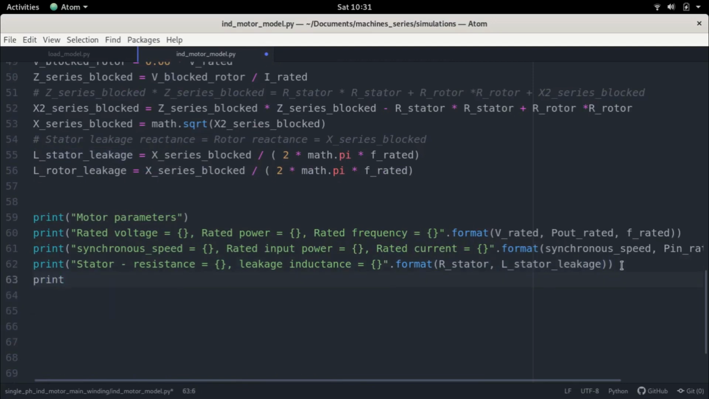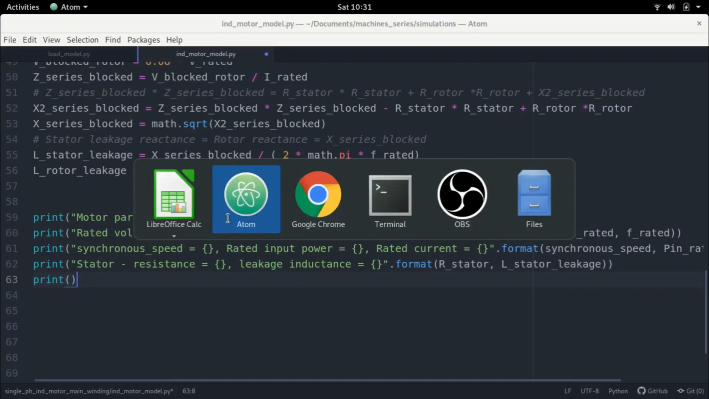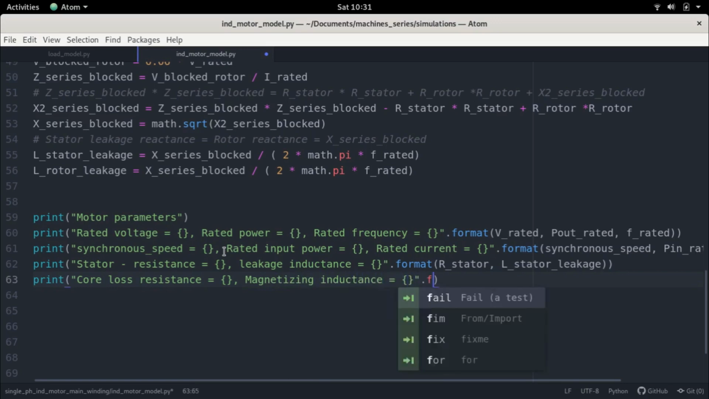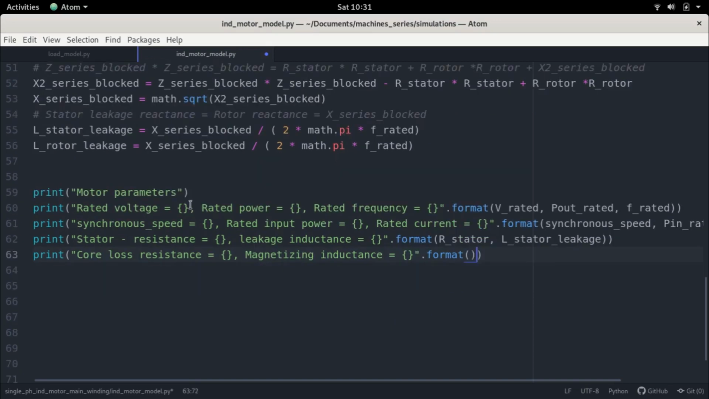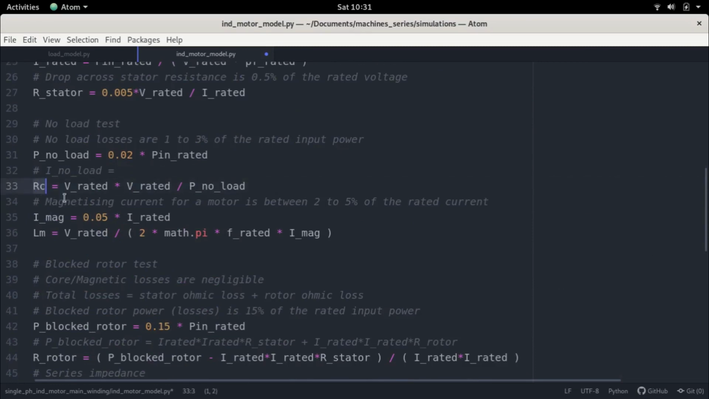And let's keep going. Next in the equivalent circuit are these two, that is a branch, that is a core loss resistance, and the magnetizing inductance. So let's print that out. So core loss resistance is equal to, and magnetizing inductance is equal to, as always, format command, and it needs two variables, which we can go all the way up here, pick out what we need, RC and LM.